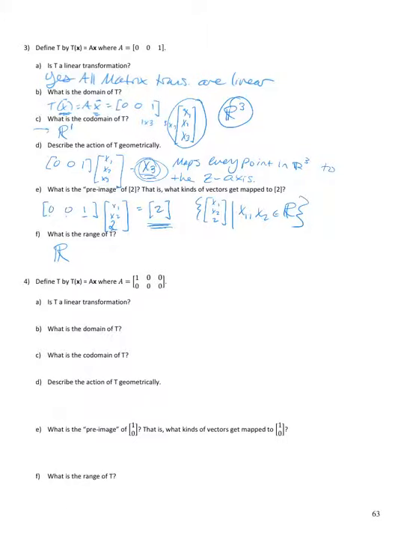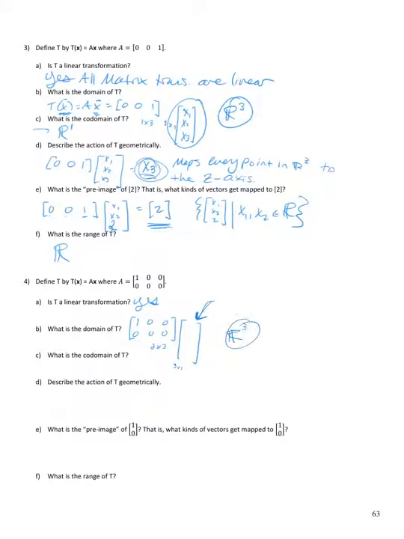Okay, number 4. Is T a linear transformation? Again, yes, because all matrix transformations are linear transformations. What is the domain of T? Well, if I set up a matrix multiplication, this is 2 rows, 3 columns, and then I have to multiply by a vector x that is going to have to be 3 by 1. Okay, so this is my domain, the set of all vectors that I'm allowed to multiply A by. So my domain is R3.